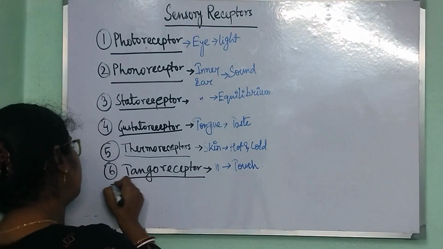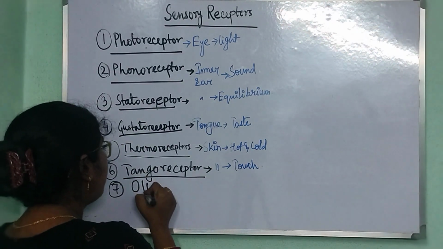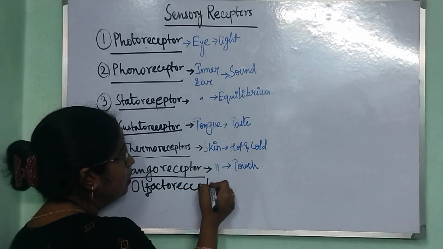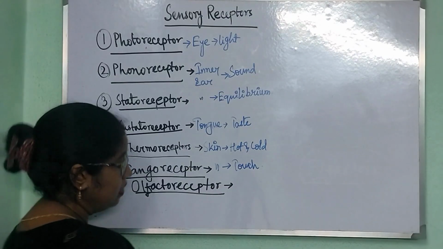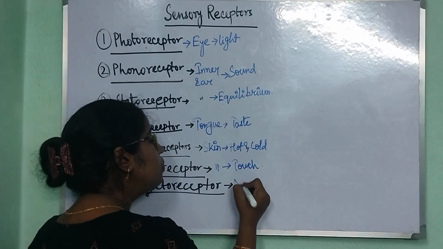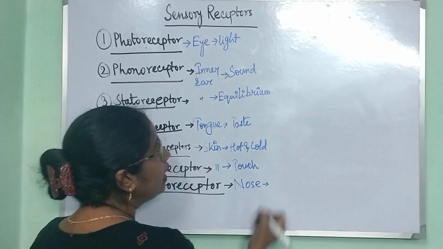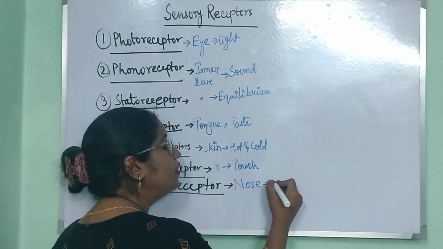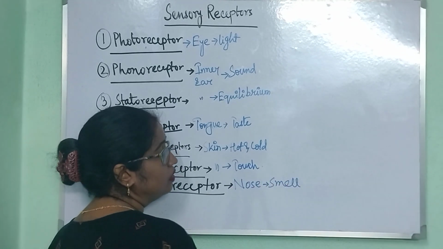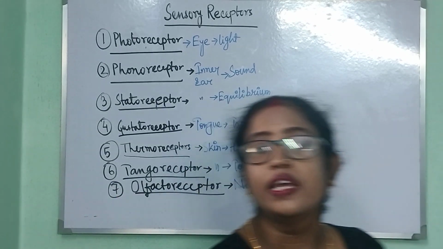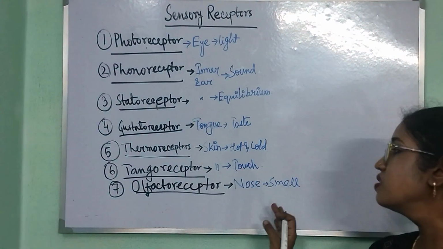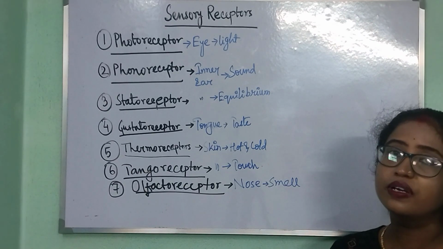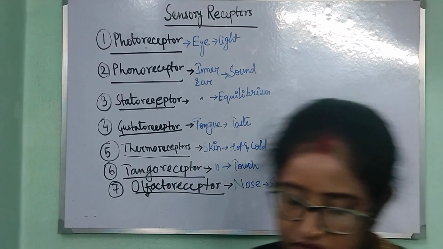Next, the seventh one is the olfactoreceptors. Olfactoreceptors are situated in our nose or nasal cavity, and these help to detect specific kinds of smell or different kinds of odor that we take in. So olfactoreceptors are situated in the nasal cavity or nose, and these kinds of receptors help to detect the smell sensation.